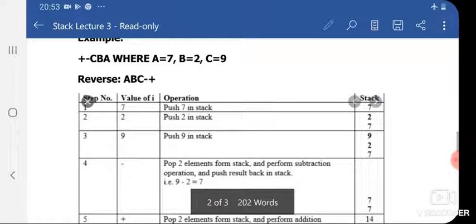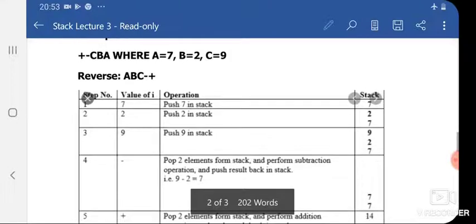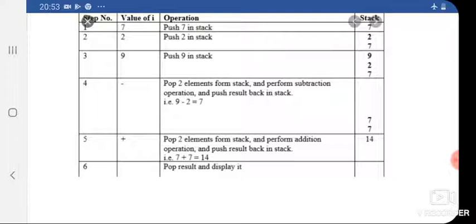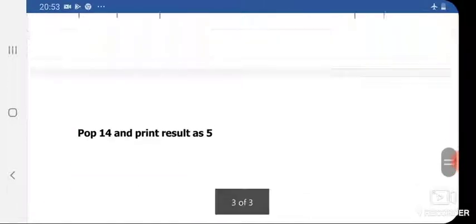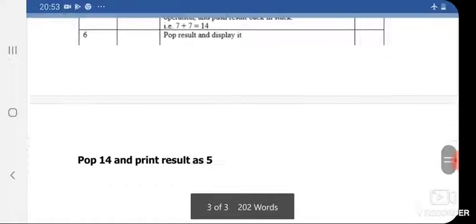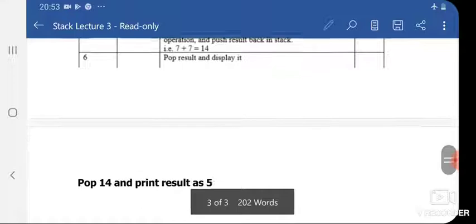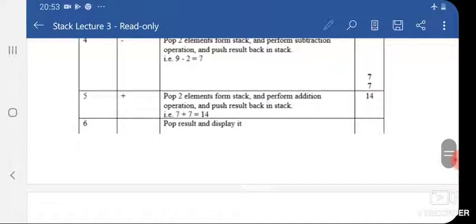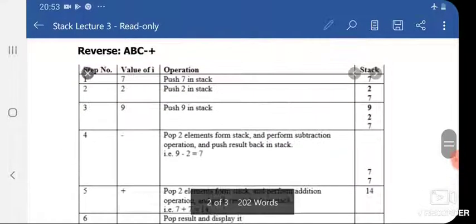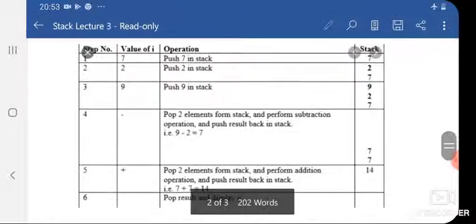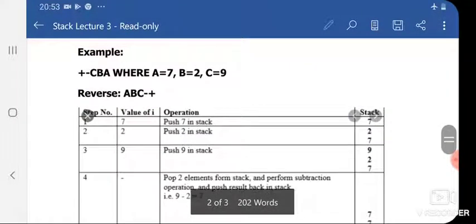Then, as the given string is over, we pop out the final value from the stack and we print it as the result. Therefore we pop the final value, which is 14, from the stack, and we print our result as 14. So this is how to evaluate a prefix expression.